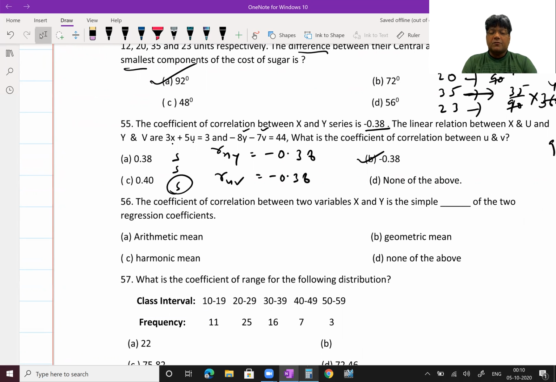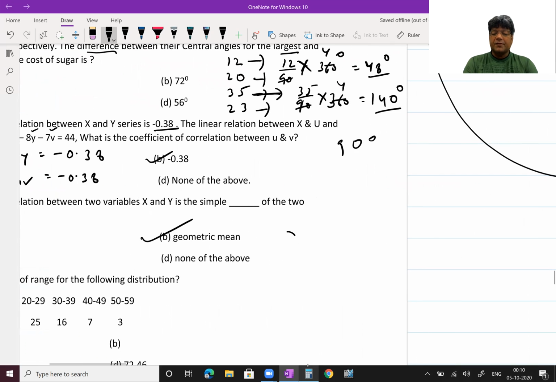Question 56: the coefficient of correlation between two variables x and y is the geometric mean of the two regression coefficients. You remember the property, r is equal to root over byx into bxy. That means r is the geometric mean of the two regression coefficients byx and bxy.